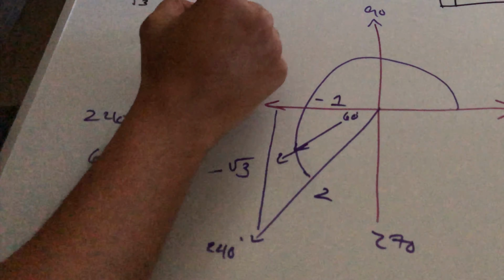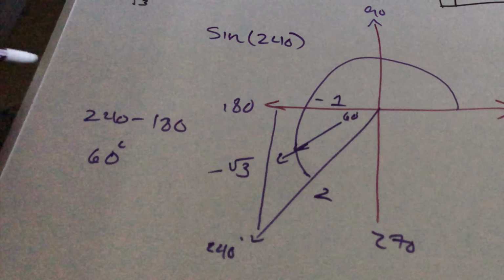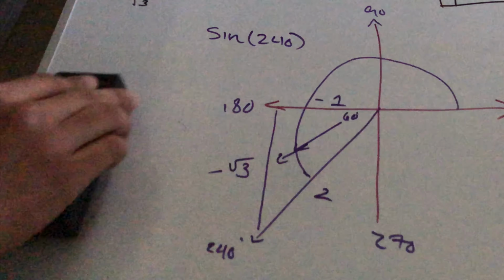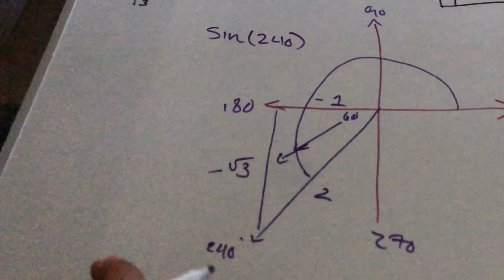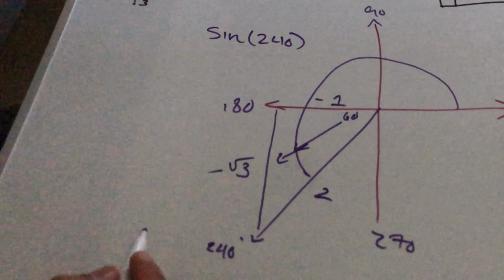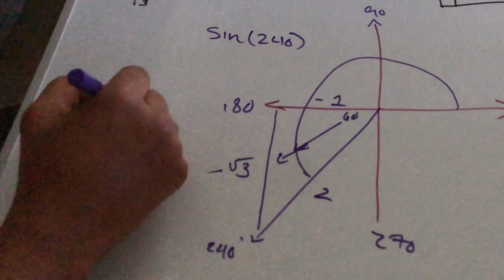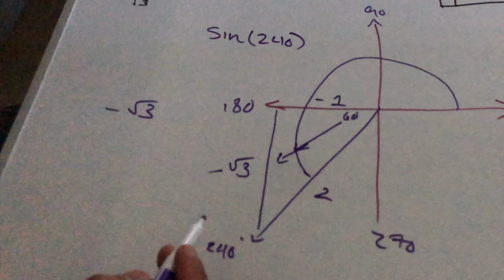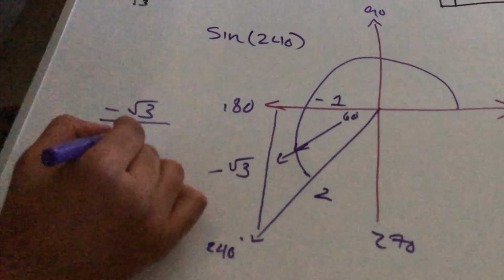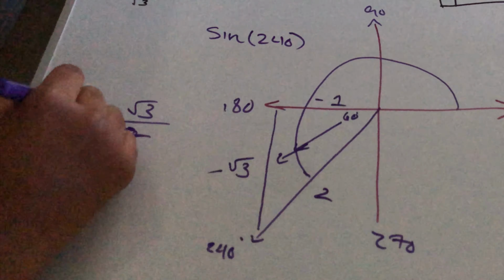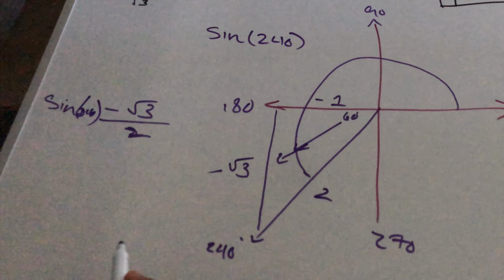I'm sorry, let me write it over here. Sine 240. That's what we're trying to figure out. Now we've come to the understanding that the angle is 60 degrees. Now sine of 60 degrees is what? We said sine is opposite over hypotenuse. So we're going to take the opposite of where 60 degrees is, and you're going to get negative square root of 3. Now, what is our hypotenuse? It's always going to be 2, and your hypotenuse is always going to remain a positive value. So, therefore, sine of 240 equals negative square root of 3 over 2.